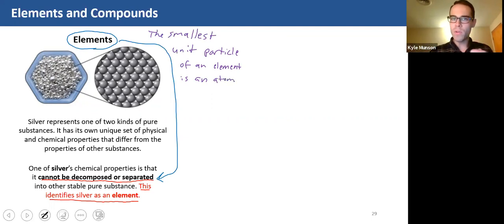So the smallest unit particle of an element is an atom, meaning if I had a lump of silver sitting somewhere and I were to zoom in and I could pluck out just one little silver atom, it'd be the smallest unit particle of the element, okay? One singular silver atom, all the way down at the super, super small particulate level.